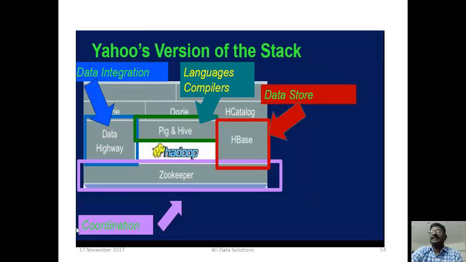Data integration is Data Highway. And you have something called Scoop. We'll see how data is getting loaded and extracted from the Hadoop component. So these are all language compilers. So what does a compiler do? What it will do is compile the language into MapReduce.